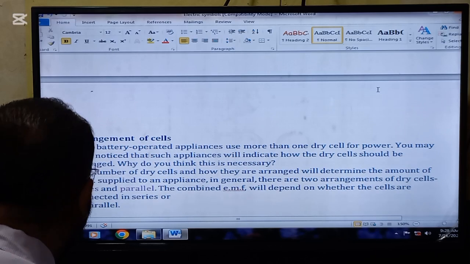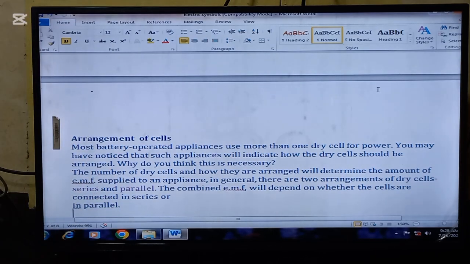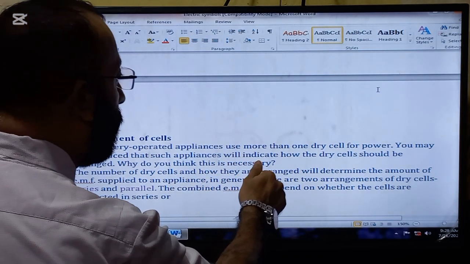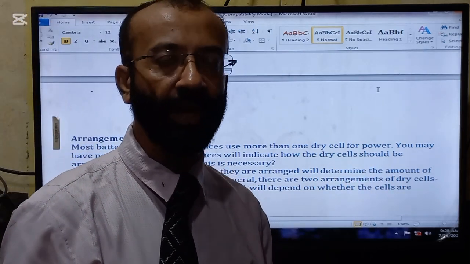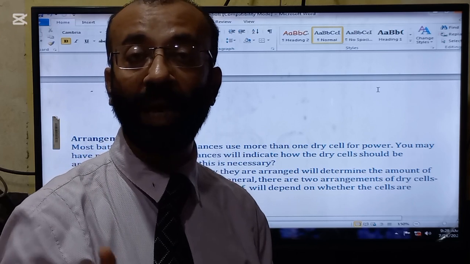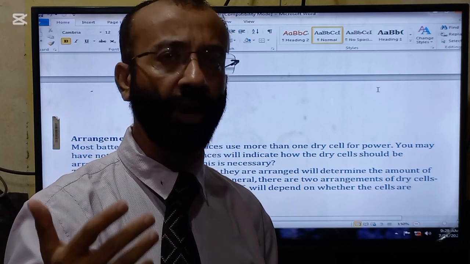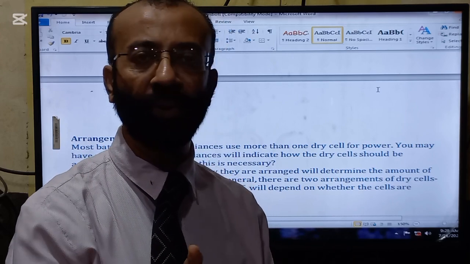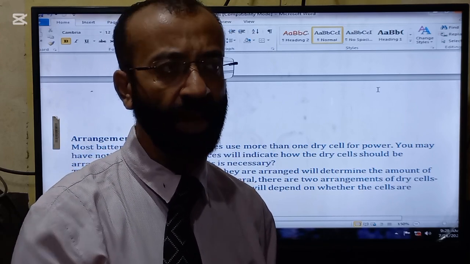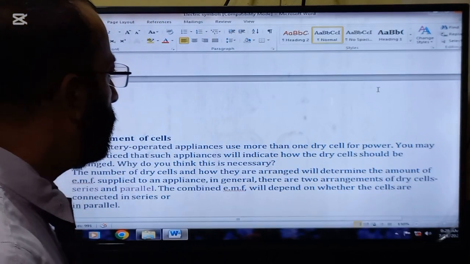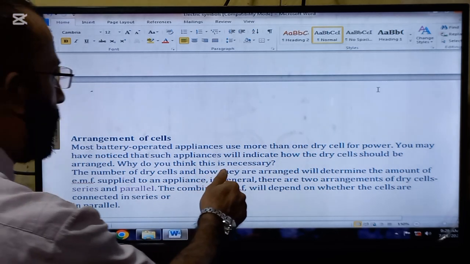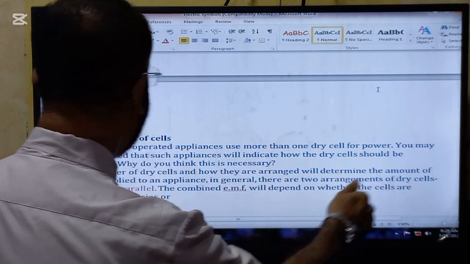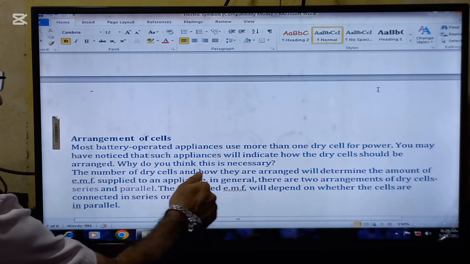The next thing that we are going to read is arrangement of cells. Most battery operated appliances use more than one dry cell for power. Have you ever used some electrical appliances that actually use more than one dry cell? Two or three or four cells are used normally in your sports cars or whatever things you use, for example torches. So look now, you may have noticed that such appliances will indicate how the dry cells should be arranged. Why do you think this is necessary?